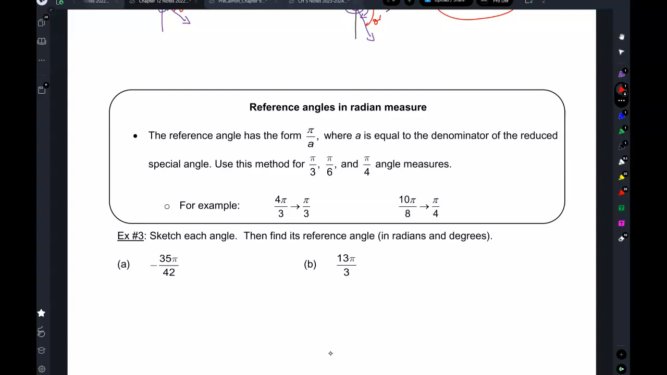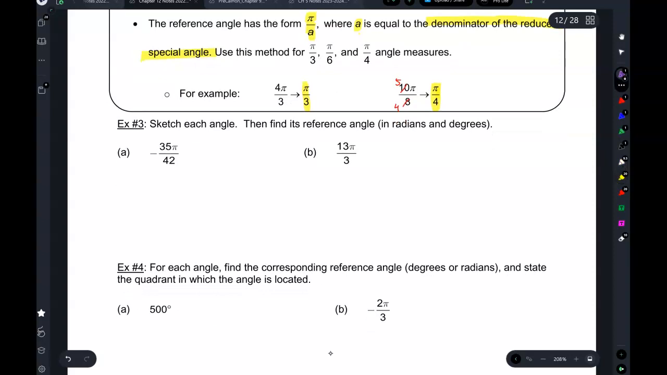Believe it or not, it is a million times easier in radians. Because in radian measure, the reference angle has the form pi over a, where a is the denominator of the reduced special angle. So for example, 4 pi over 3, is that a reduced fraction? Okay, reference angle is pi over 3. Pi over the denominator. That's it. 10 pi over 8, is that reduced? No. Reduce it to 5 pi over 4. So the reference angle is pi over 4.